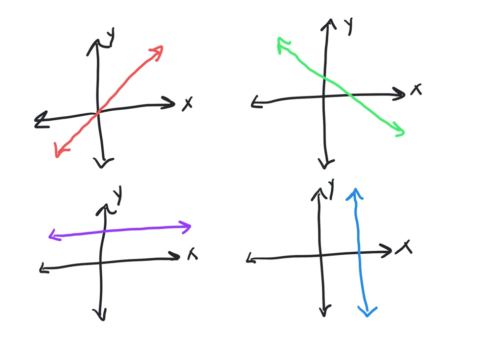All right, so there are some special properties with some special slopes. If we look at these pictures here, the first one in red, we see that as we read our graph from left to right, it's going up. So this is what a positive slope looks like. Now, if you look at the green one, as we go from left to right, we're going down. So this is where we have a negative slope.